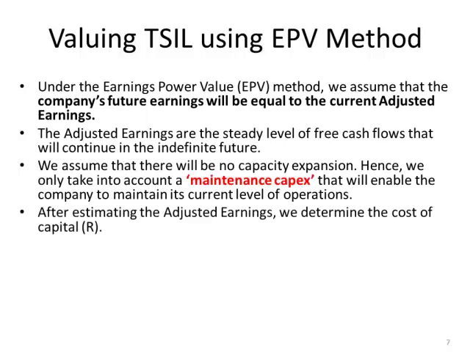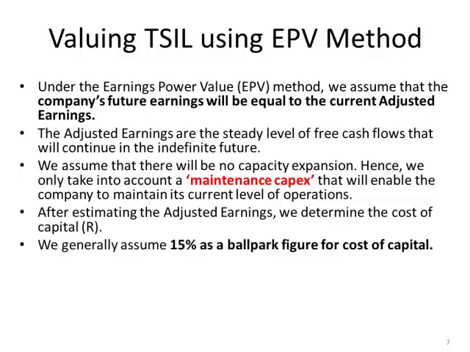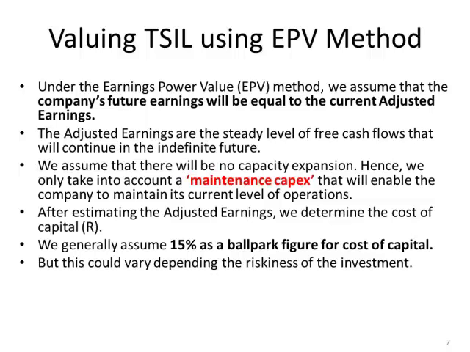After estimating the adjusted earnings, we determine the cost of capital R. We will generally assume around 15% as a ballpark figure for the cost of capital. But this could vary depending on the riskiness of the investment. Typically, the more risky the investment is, the higher we would want the cost of capital to be, right? Because you would want a higher return for undertaking a riskier investment. And obviously with lower risk, we may have a lower cost of capital.